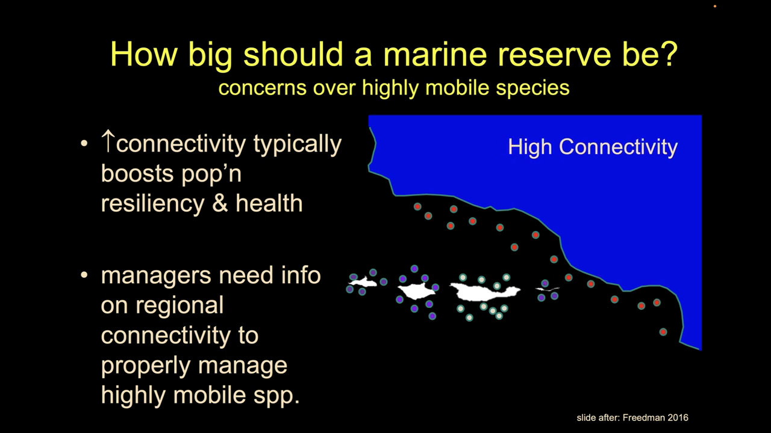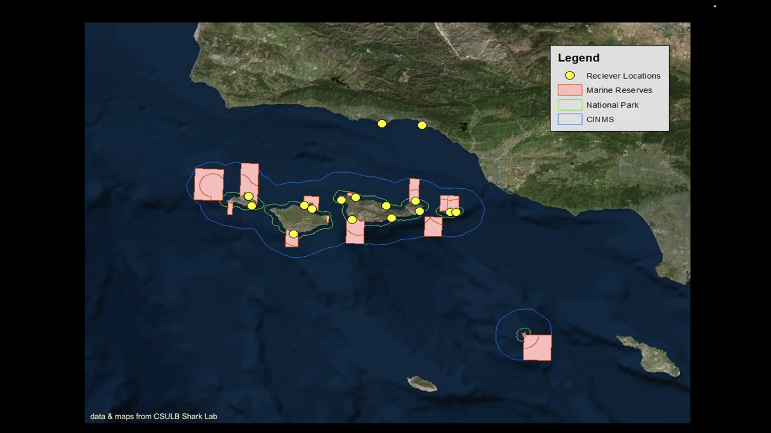In a high connectivity context, we do have some species that move back and forth a lot, and there's a lot of mixing. So again, we would have a different size reserve if we had a low connectivity population versus a high connectivity population. Okay.